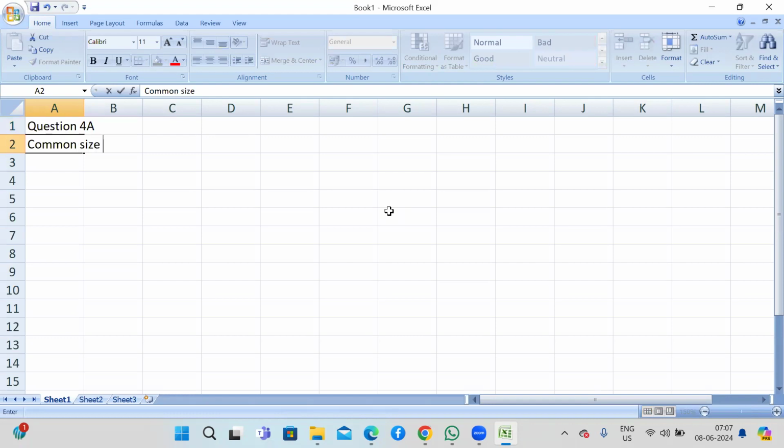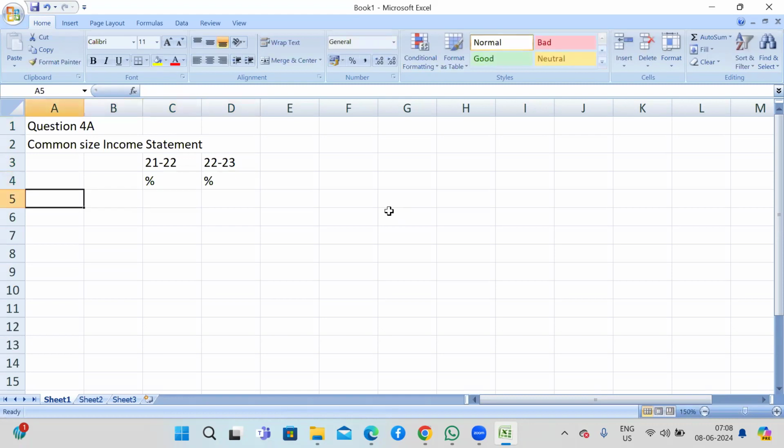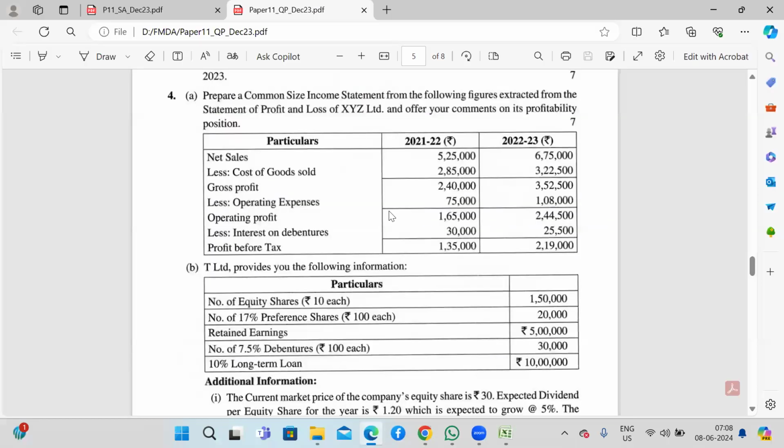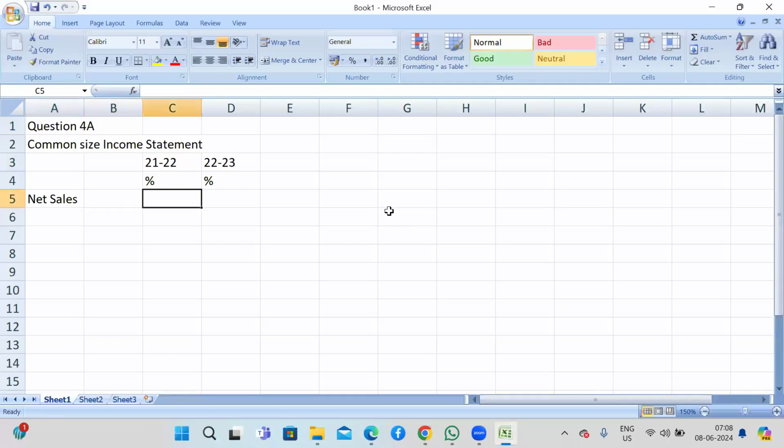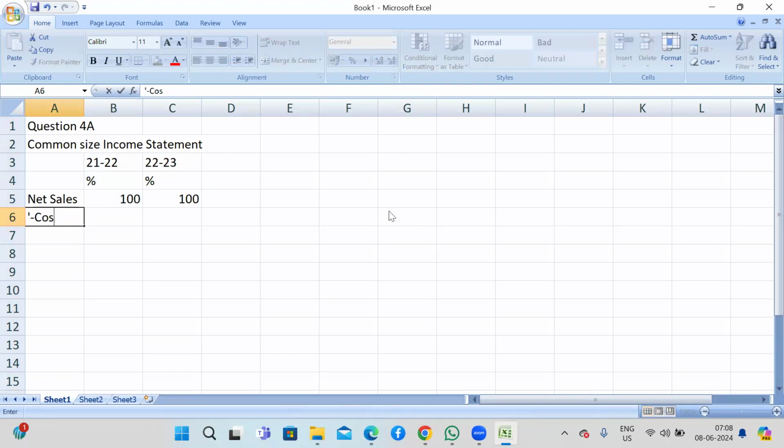So common size income statement. Everything here we are going to mention in percentage. First net sales. Based on net sales only we are going to mention. So net sales is 100%. Then less cost of goods sold.